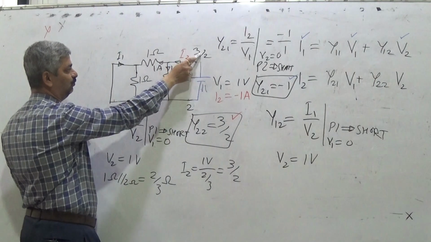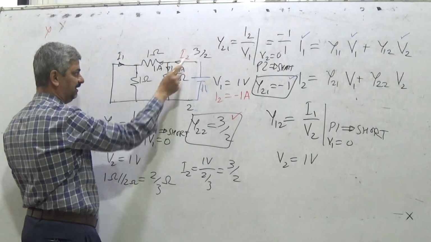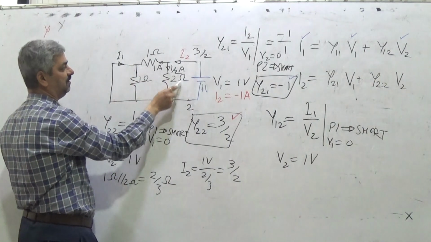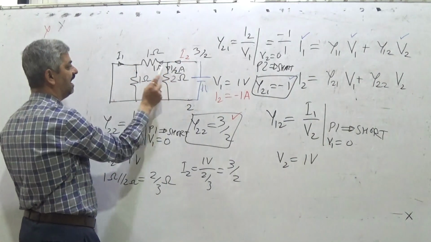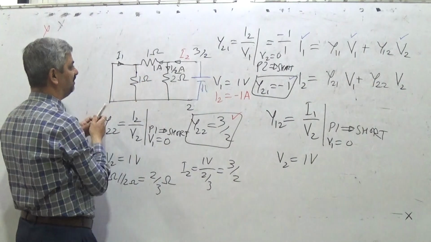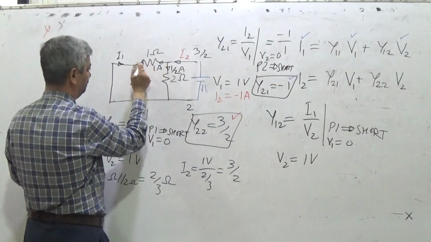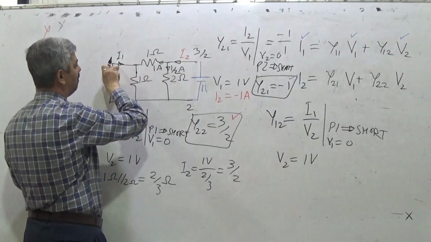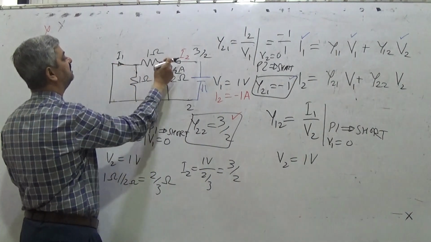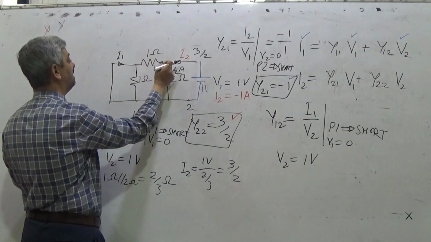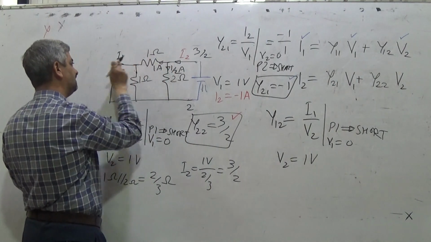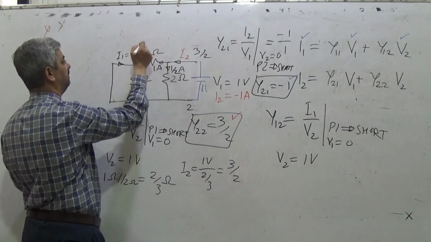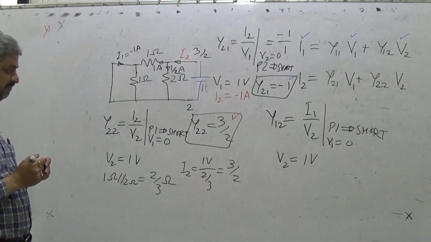Current is 3 by 2. Out of 3 by 2, the current here will be twice that in the other branch, so this is half and this is 1 ampere. So 1 ampere flows in this direction. This is a resistance that is shorted, so nothing will flow here. So I1 is 1 ampere in magnitude, but it flows opposite to the reference direction of I1. So I1 is equal to minus 1 ampere.